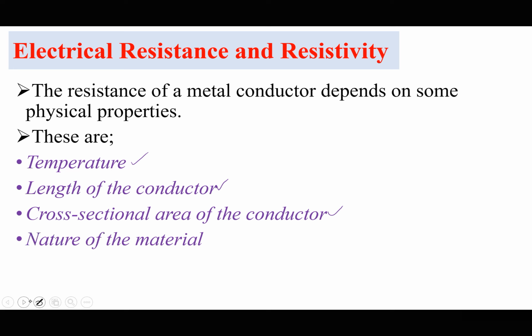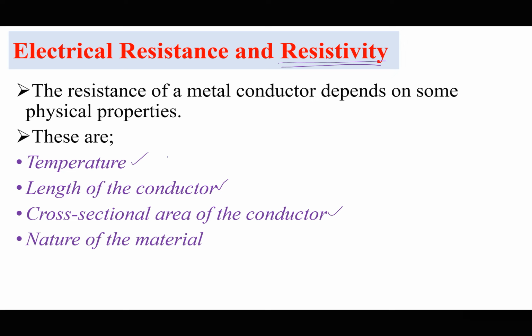Some materials are naturally good conductors, others are naturally poor conductors. For example, a semiconductor material is a naturally poor conductor. That is the nature of the material. And the nature of the material is what we shall relate to the resistivity of the material or conductivity of the material. Let's first understand the effect of temperature on resistance.